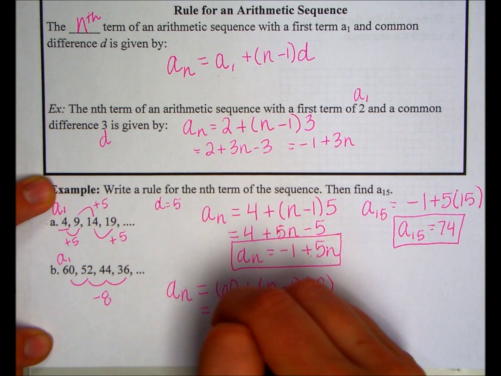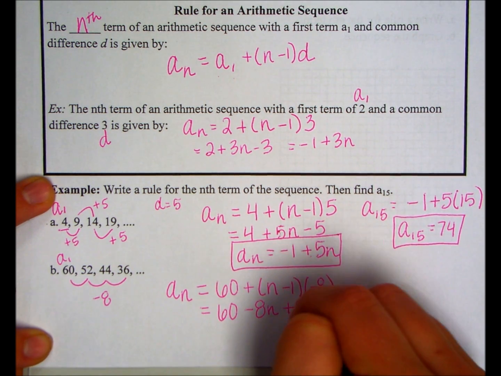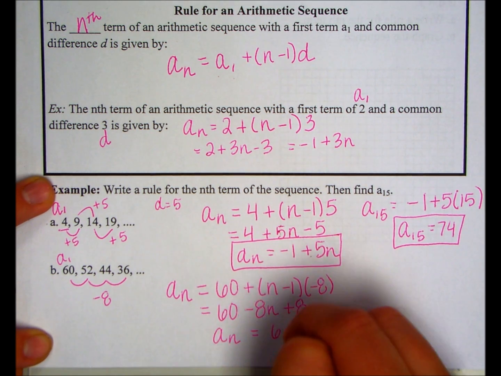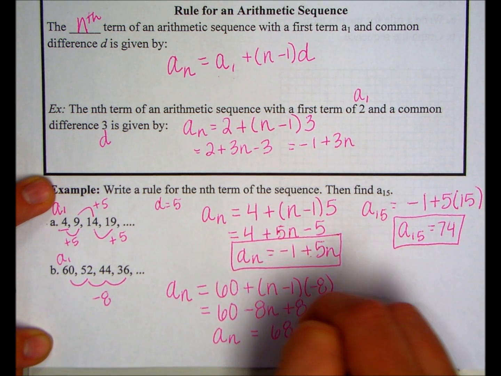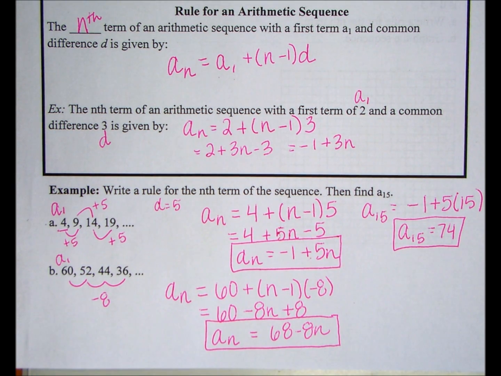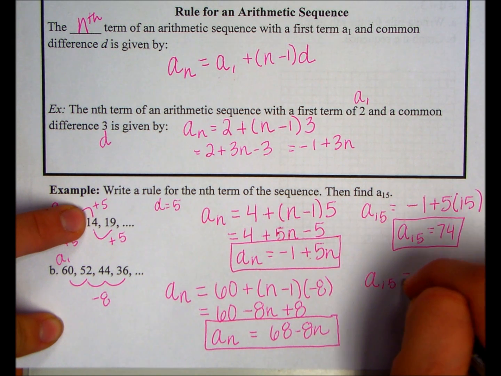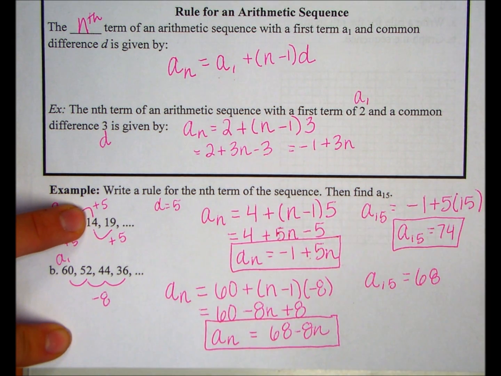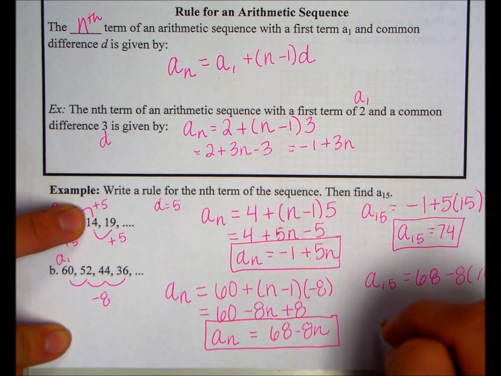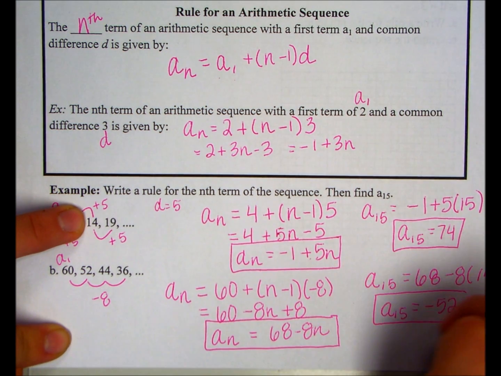So when I simplify this out, I get 60 minus 8n plus 8, or I write my rule as a sub n equals 68 minus 8n. And then when I go to find a sub 15 here, it's just going to be 68 minus 8 times 15. So I get a sub 15 is negative 52.